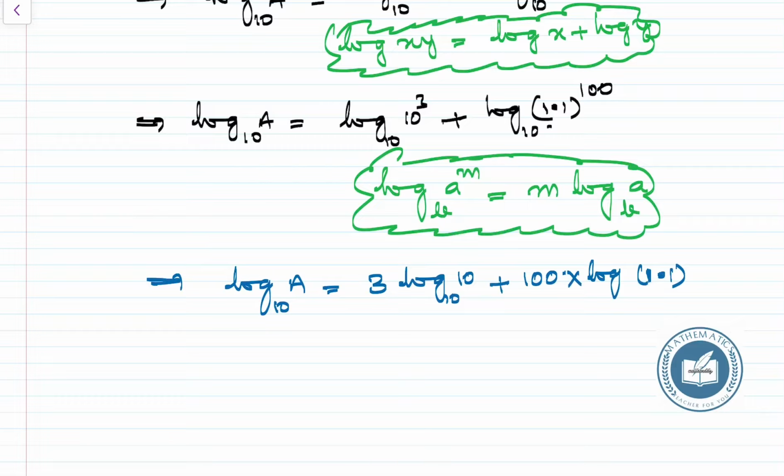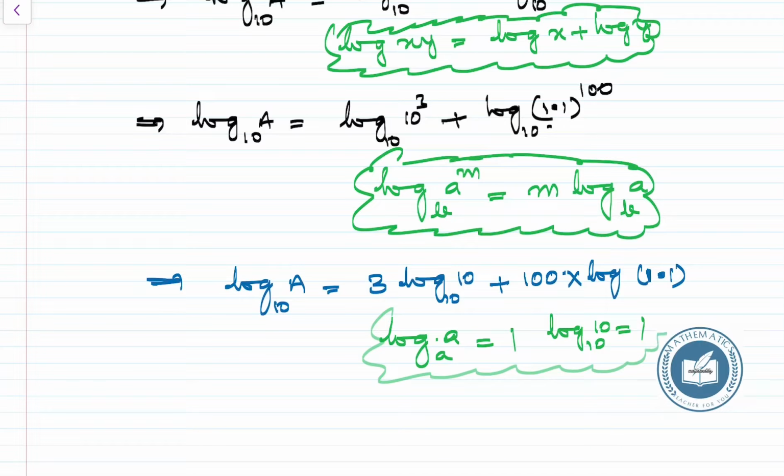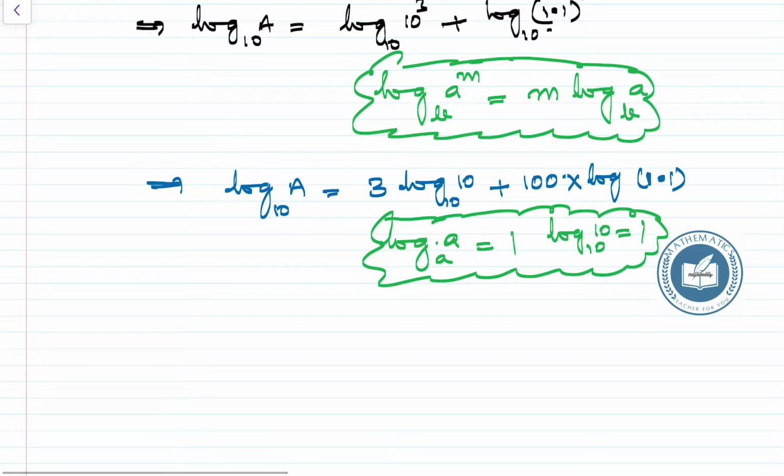So here is one more formula you can write: log a base a, its value is equal to 1. Therefore, log 10 base 10 is equal to 1. So log 10 base 10 becomes 1. Similarly, now we have to write the log of 1.1 value, how much it is.